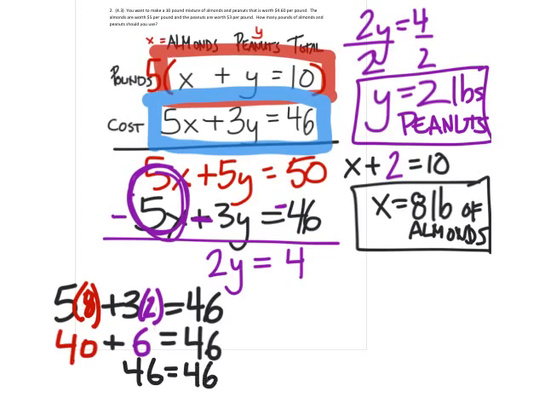So we've written these out, we've boxed them. y is 2 pounds of peanuts, and x is 8 pounds of almonds. You may have used different variables, by the way, but that will work for the purposes that we need here.